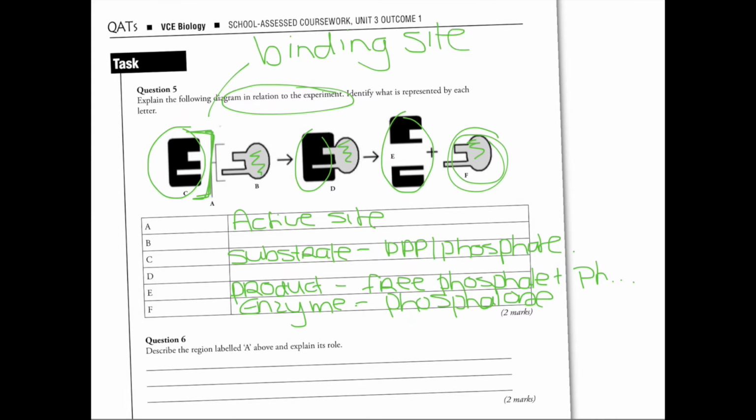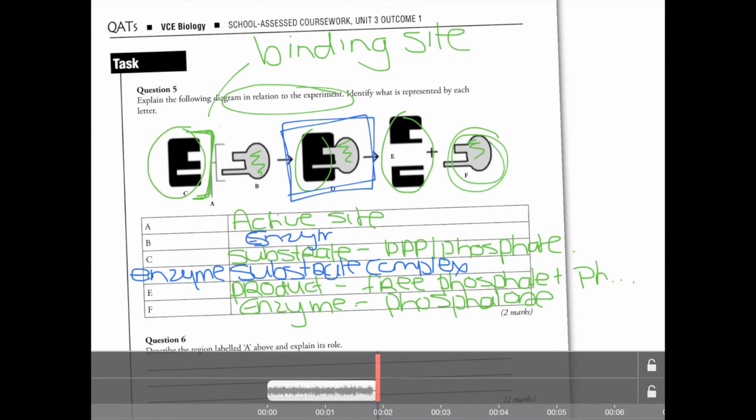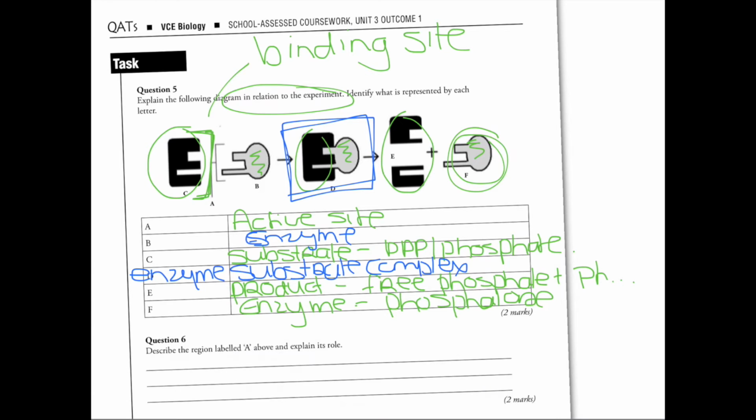Okay, so that's important to know. The active site binds with the substrate at its binding site. Now when the substrate and the enzyme are together, we call that an enzyme substrate complex. I did it again, didn't I? Enzyme substrate complex. Okay, and then again we've already said that B must be the enzyme. Okay, I would know that diagram.